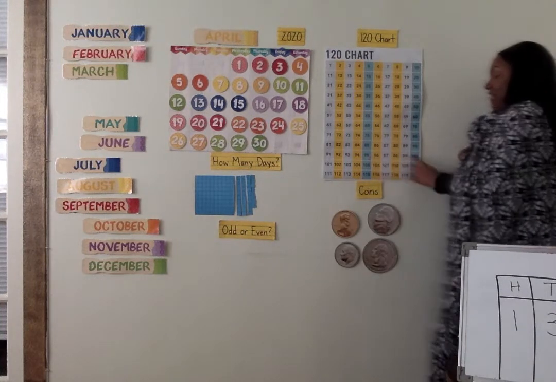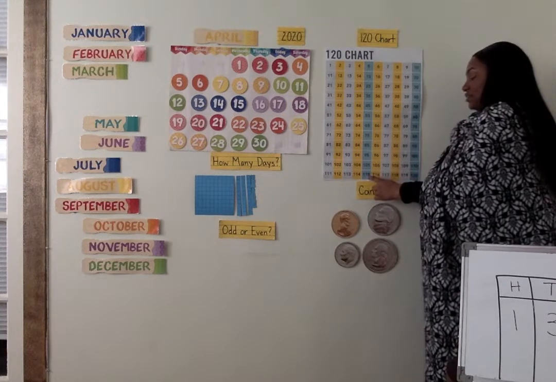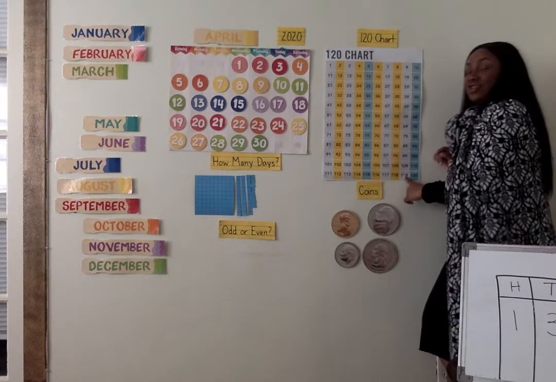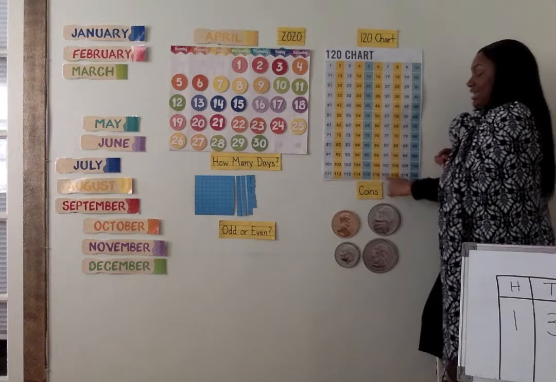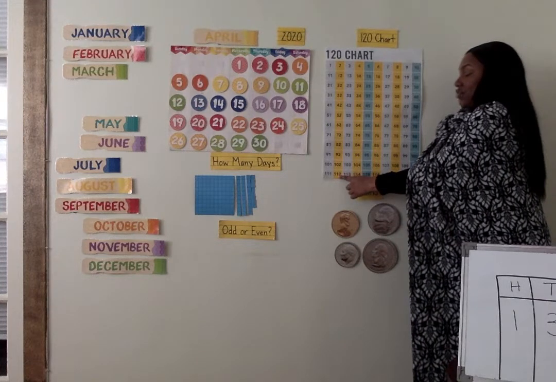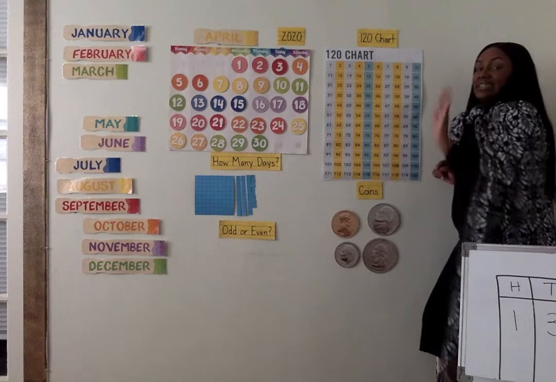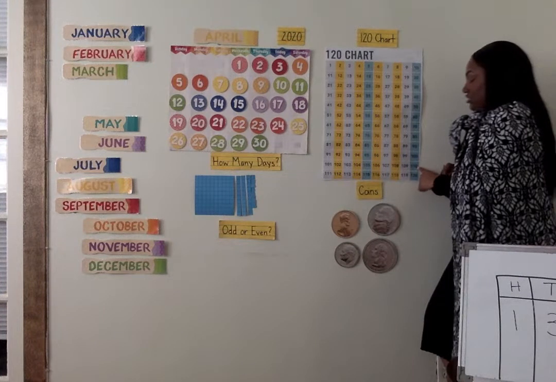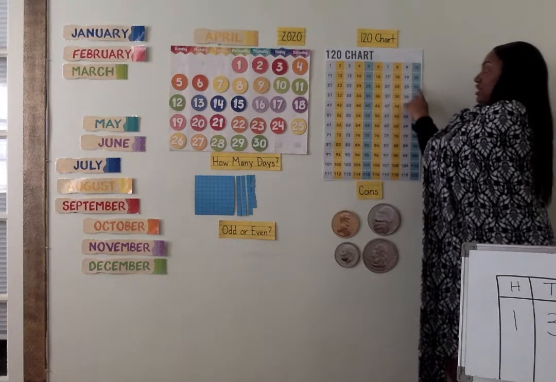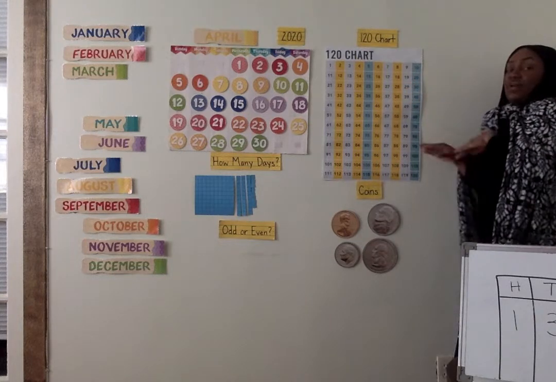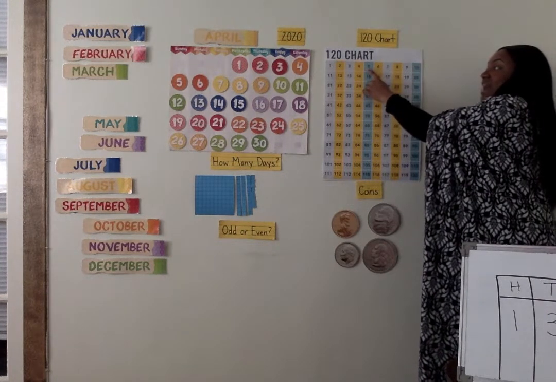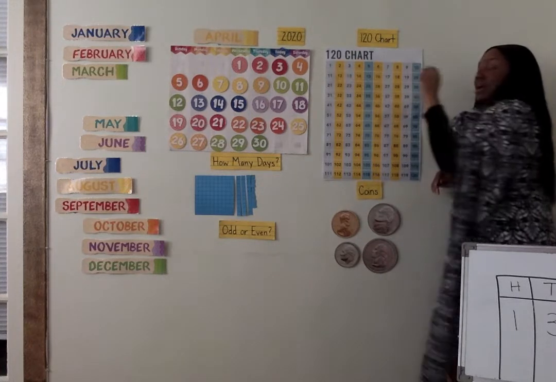85, 90, 95, 100, 105, 110, 115, 120. Stop, switch, count back by ones. 120, 119, 118, 117. Can't hear you. 116. There we go. 115, 114, 113, 112, 111, 110. Stop, switch, count back by tens. 110, 100, 90, 80, 70, 60, 50, 40, 30, 20, 10. Stop, switch, count back by ones. 10, 9, 8, 7, 6, 5, 4, 3, 2, 1, 0.